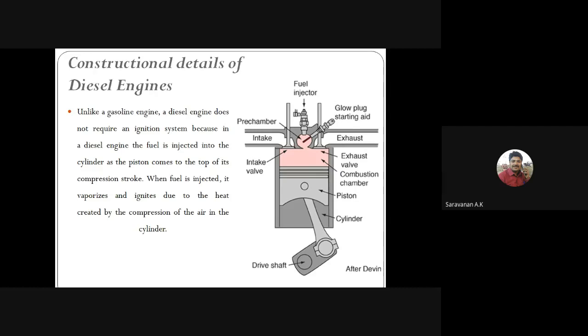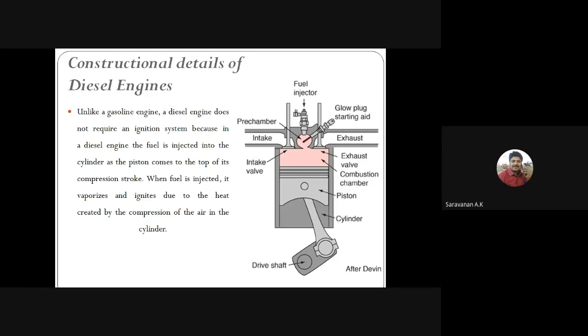So comparatively we can say the diesel engine is heavier than the petrol engine. Why? Because we are using heavier materials here. The engine parts are made of heavier materials because they have to withstand the greater dynamic forces created by the diesel engine due to the high compression ratio.